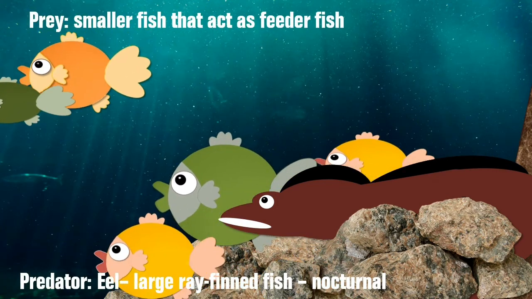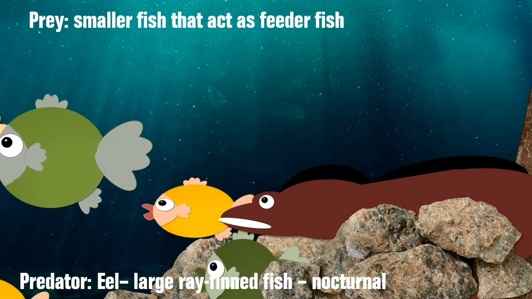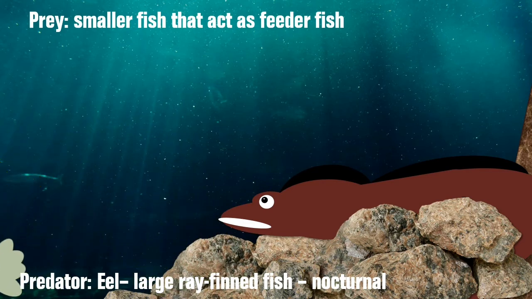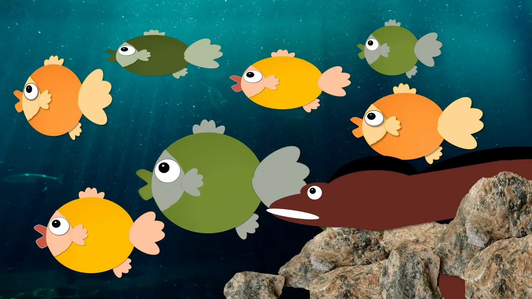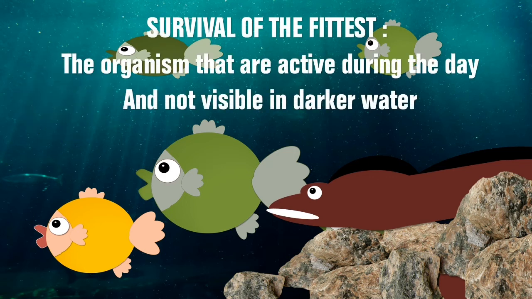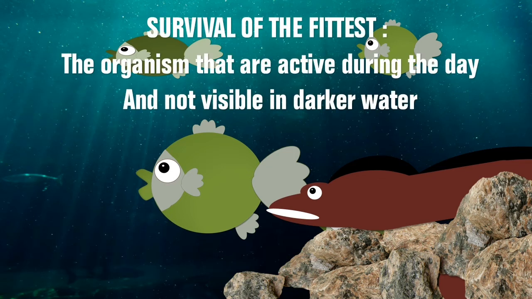It's also a large ray-finned fish, but it is nocturnal, and it tends to prey on smaller fish that act as feeder fish. In other words, they are food for other fish. Due to the selection in this environment, well-adapted survival of the fittest, the organisms that are active during the day and not visible in the dark water will survive best.